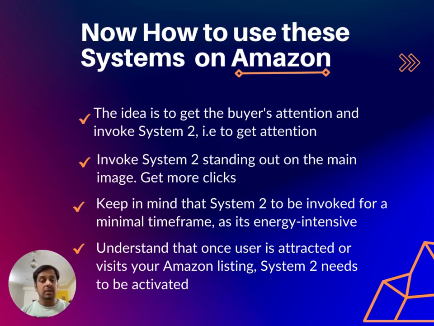System 2 can be invoked by working on your main image. Simply get a very fantastic, well-crafted main image on Amazon, and you can add some props on the product itself. I know a lot of people say it is not permitted, but a lot of people do it. They just add a prop on the product itself which will stand out. Sometimes people add a small off-color label, like red or yellow, just to make it stand out.